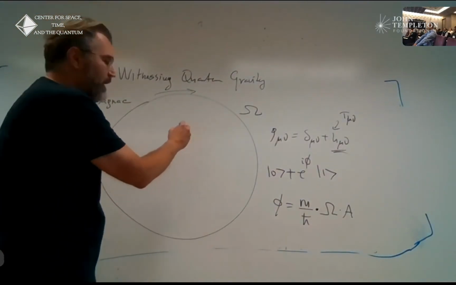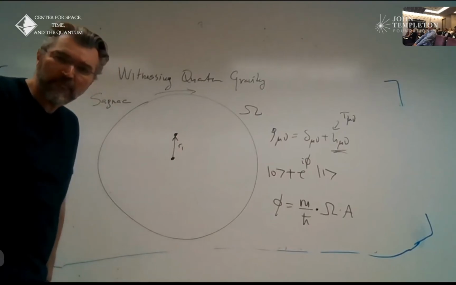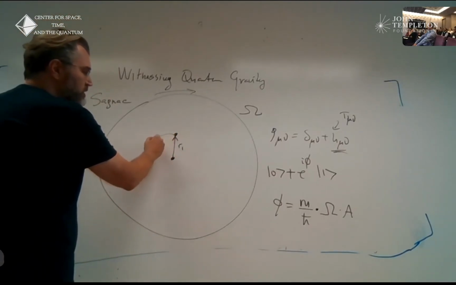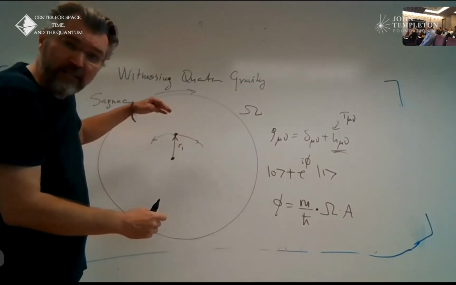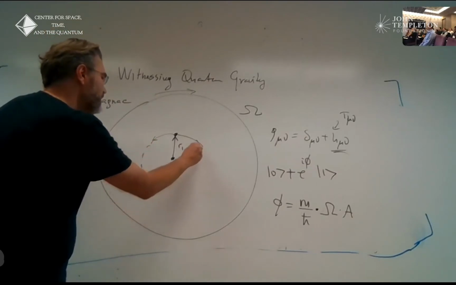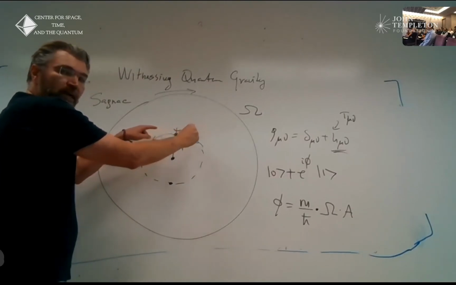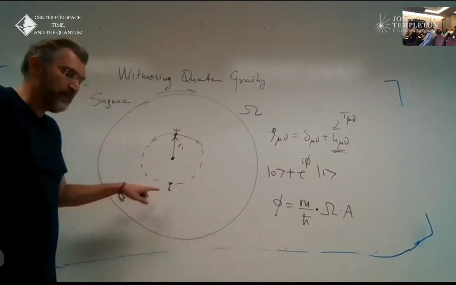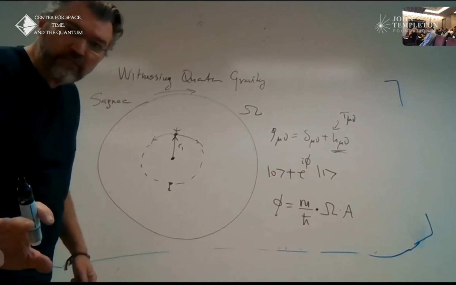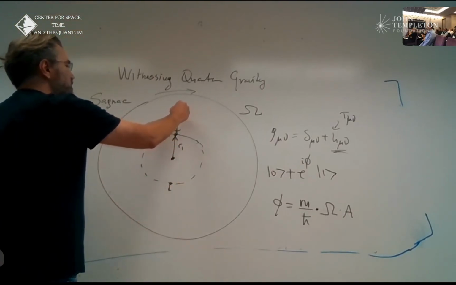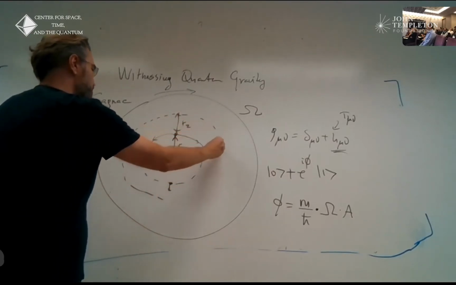You could take a single mass at radius r1 from the center, and you could simply do the interference where this mass goes in two different paths, clockwise and counterclockwise, and then it interferes at this point. So the mass enters here, splits, and then you measure the interference here. This would be your standard Sagnac. Now imagine on top of it that you have another radius, R2, where you can also do interference.